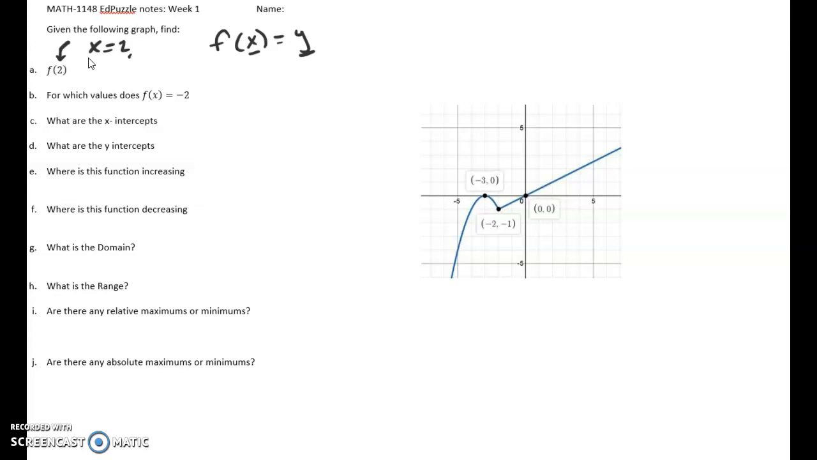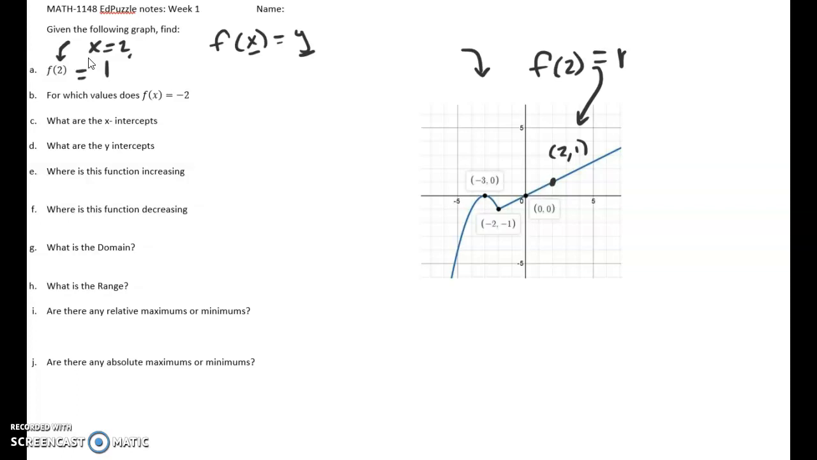Where is that? Well, if we go on the x-axis, we're using this graph right here. And the x value is 2 right here, right? That point isn't on the graph, but we can see that that is the point (2, 1). And what that means is that if you plug 2 into the function, we get a y value of 1. So f of 2 is equal to 1.